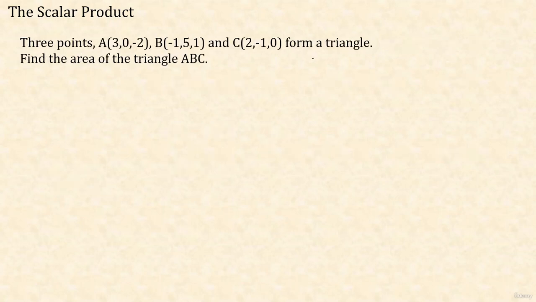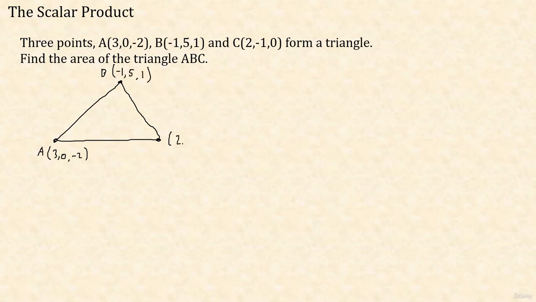Final little application. We've got 3 points and they form a triangle. Find the area of the triangle. This is a sort of question which, without the dot product, would take a really annoyingly long time, but with the dot product is not too bad. Let's put A there, 3, 0, negative 2. Let's put B here, negative 1, 5, 1, and let's put C here, 2, negative 1, 0. Our strategy is going to be this. Use the dot product to find this angle here, and then use half AB sine C.